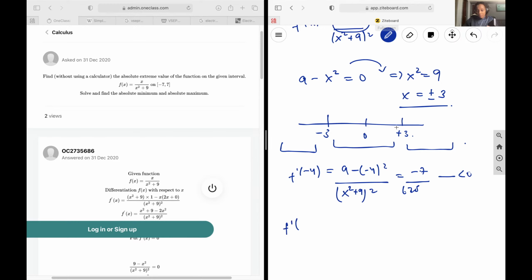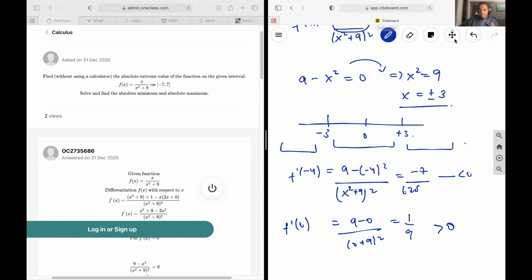Let's check in between -3 and +3. So for example, 0. And we'll get 9 minus 0 over 0 plus 9 squared. And this will give us 9 divided by 9 squared. And that's simply going to give us 1 over 9. The point is that it's above 0.